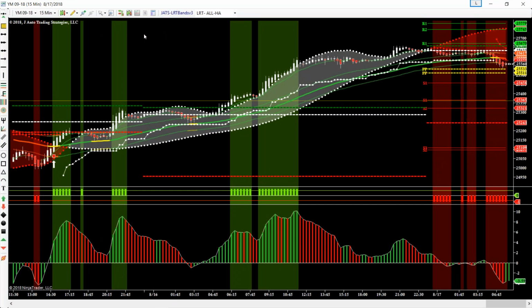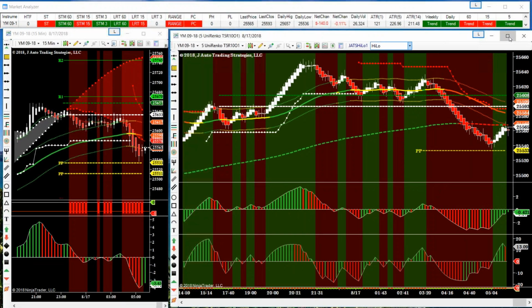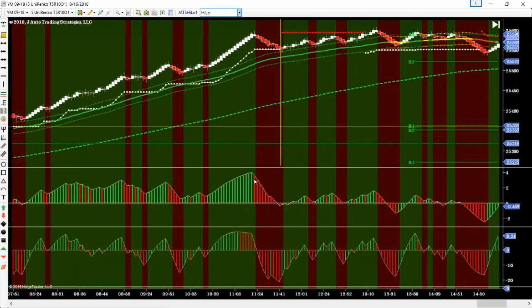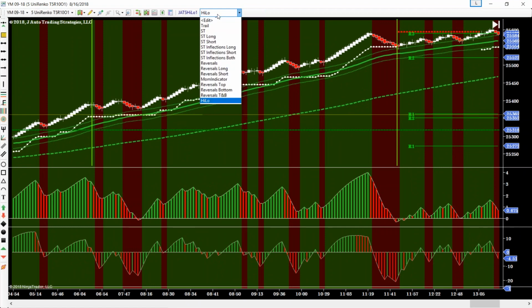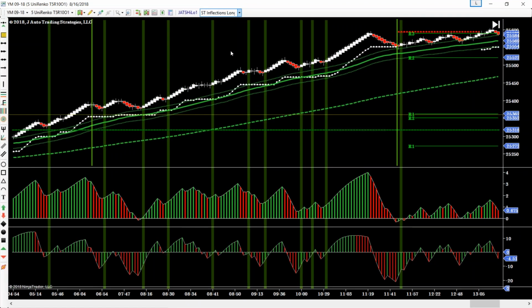With the LRT bands, like on a 15-minute chart, here's YM from yesterday. You can see that the price was in an upslope in a white cloud, momentum above zero, and we were breaking out of our range. All systems go. Of course, this does not mean every single tick was an uptick, but you go inside your tick chart, your Unirenko chart, and then you can capture your trades within that time frame.